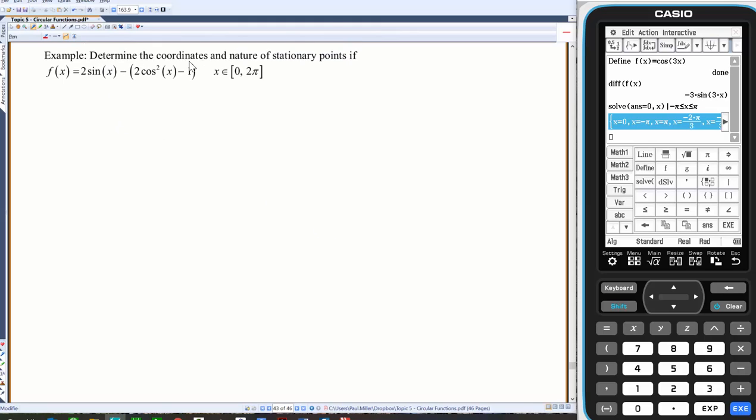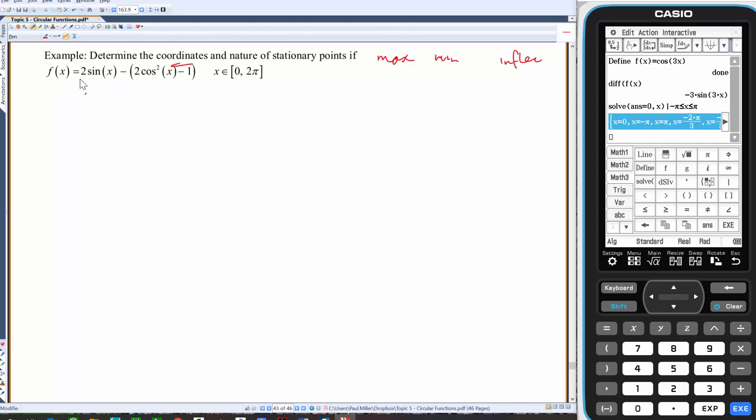All right, determine the coordinates and nature of stationary points if this is my function. Okay, get ready for this one, girls. This is a bruiser of a problem. So what I'm going to do is get the coordinates of the stationary points first of all. So determine the coordinates of the stationary points, and then I'm going to worry about whether they are max, min, or inflection. I'm going to do that later on.